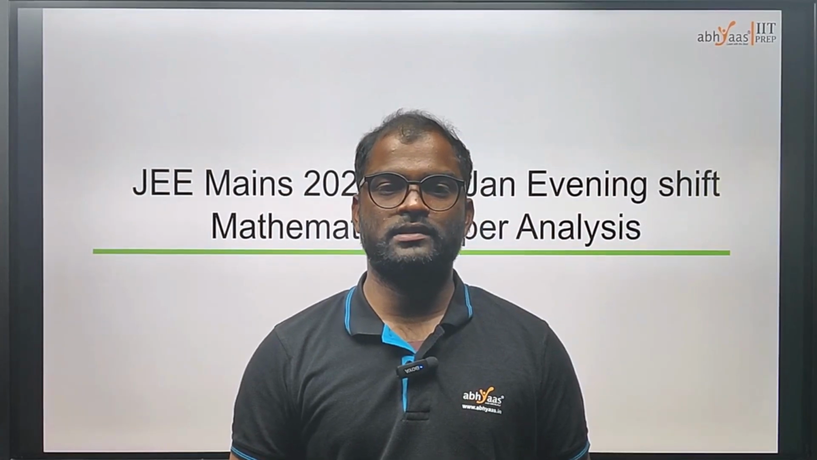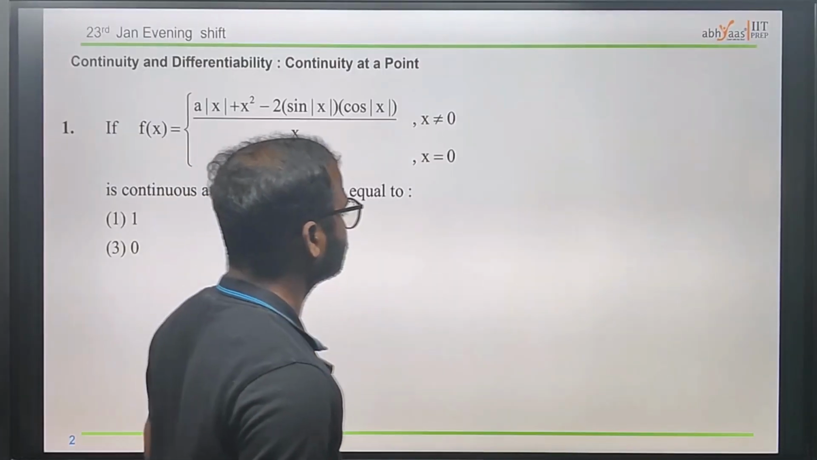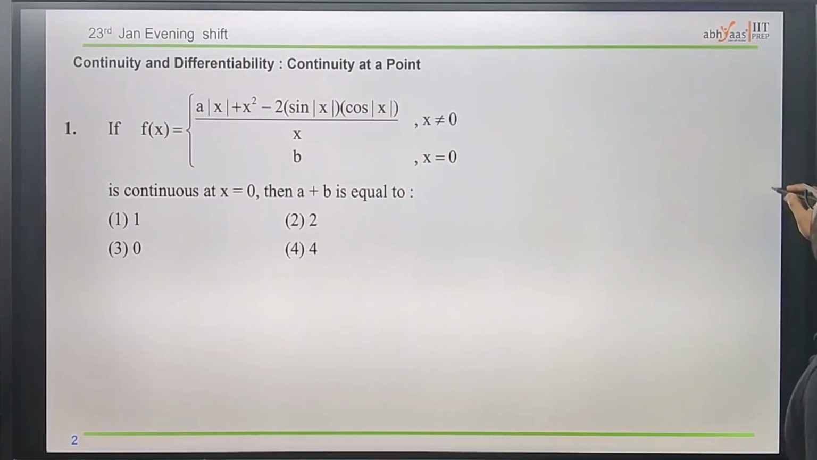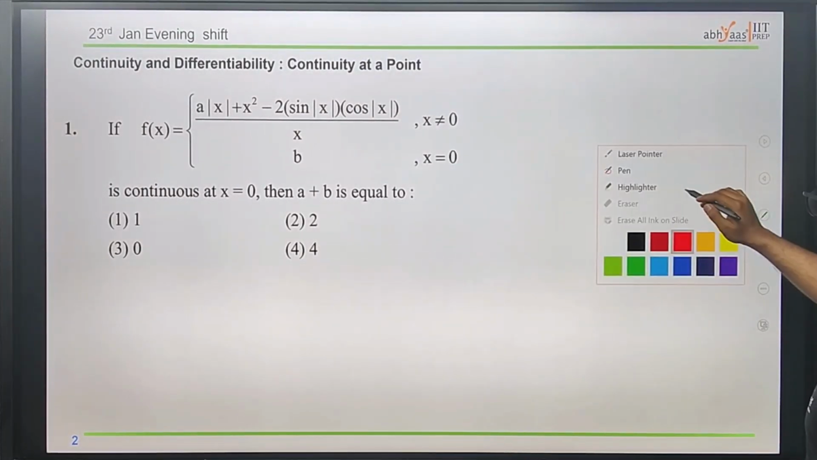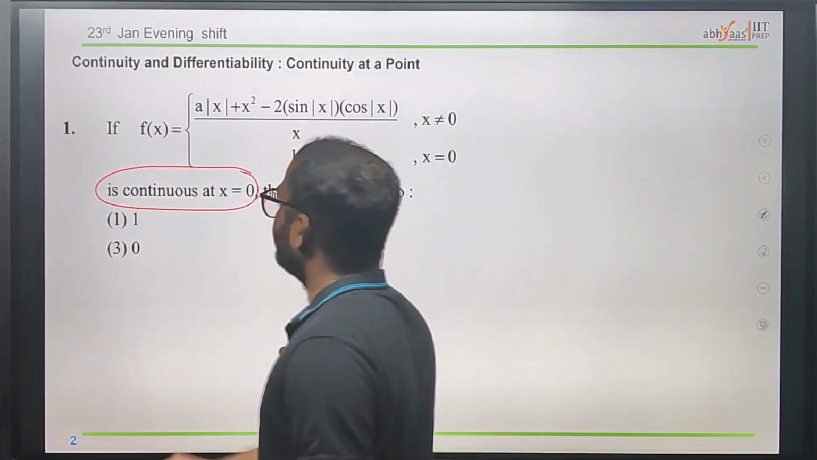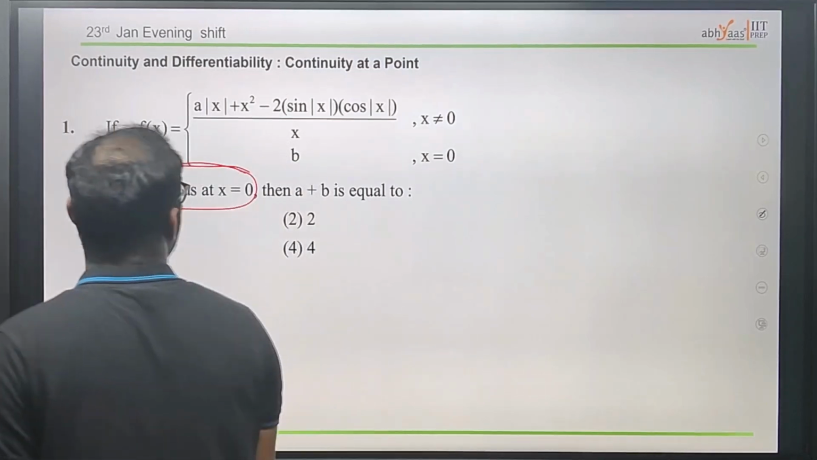In this video, we will discuss the January 23 evening shift paper of mathematics analysis. Let's get started. Firstly, we have a question on continuity and differentiability, where the function is continuous at a point. It is already given that it is continuous at x equal to 0. With this we can easily find the values.